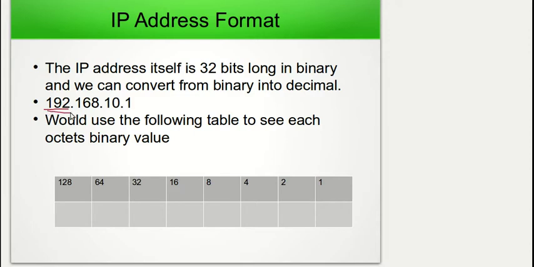So in this case, we have to think about how we get that number. How do I make up 192 from these numbers that I have available to me? To make up 192 is simple, it's just 128 plus 64. So I put a 1 in the numbers that I need to make up this decimal number, and I put a 0 in the numbers that I don't need.